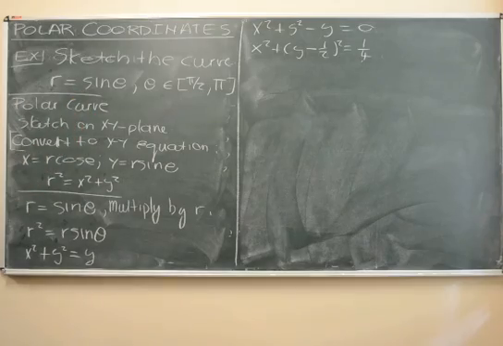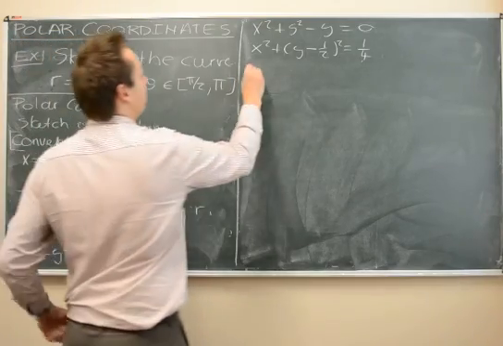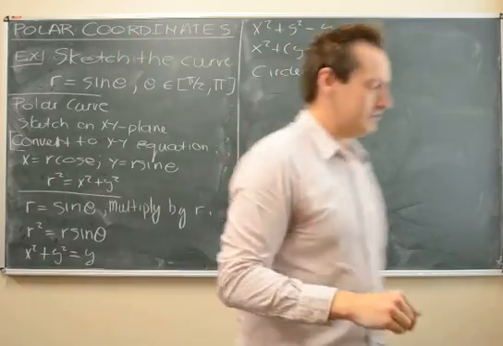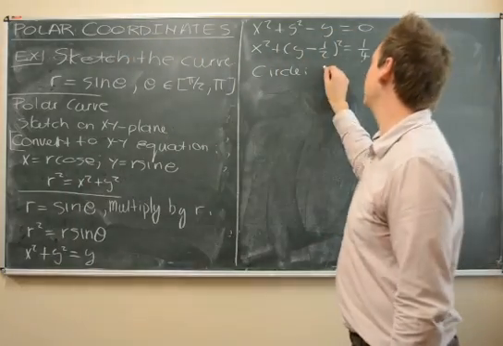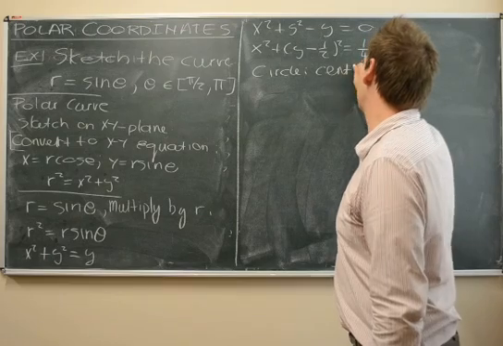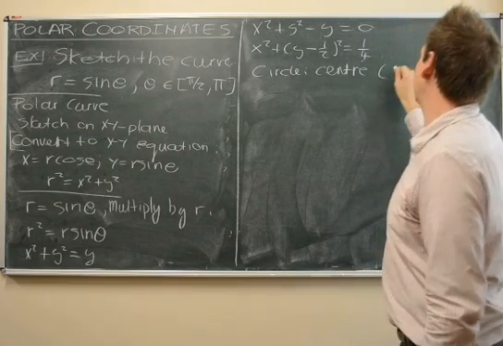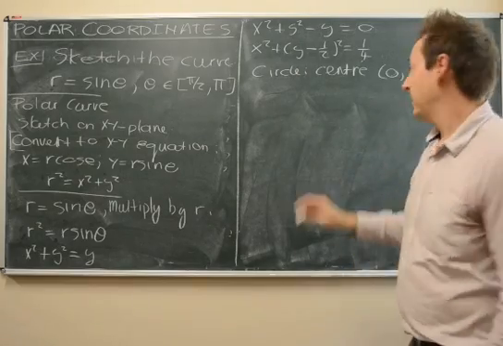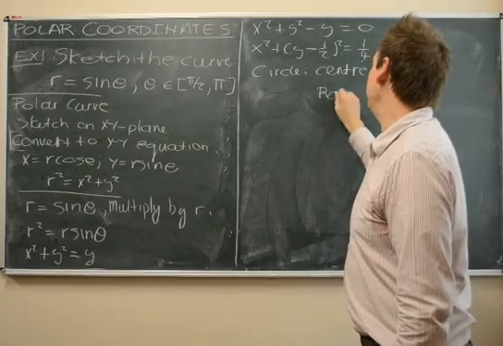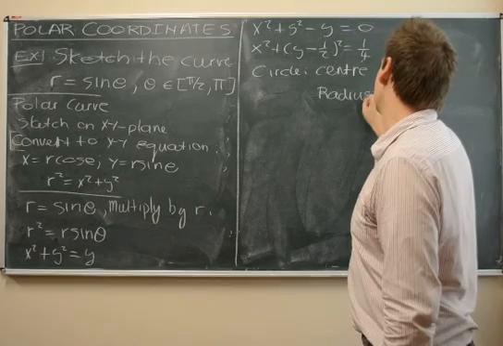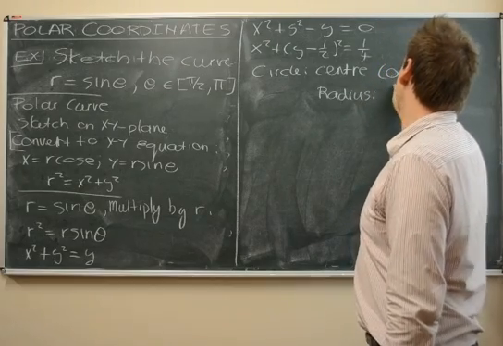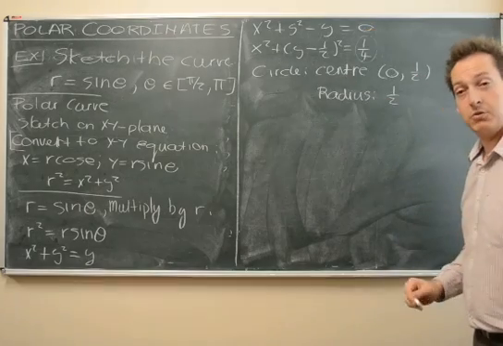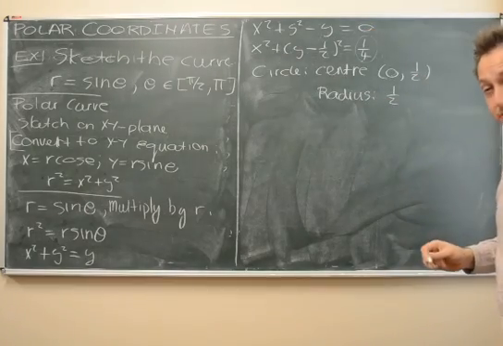So that is now the equation for a circle. And it's a circle with center at x equals 0, y equals a half, and the radius for the circle is a half. That's the radius squared there, a quarter. So the radius is a half.